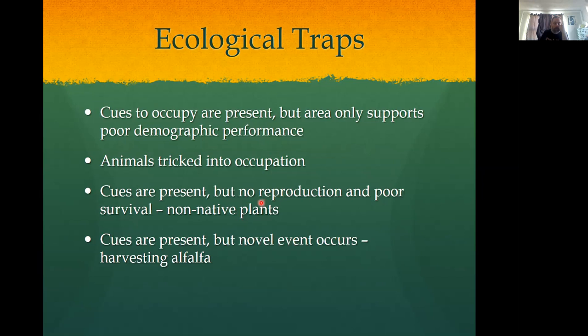Maybe there's something in here that is preventing reproductive behavior, okay? Something that is leading to poor survival of the individuals that live there. One example of this might be if there are non-native plants there that are not meeting, say, the nutritional requirements for the animals, or some behavioral cue for the animals, what have you. They might look like the right sort of thing in terms of structure, but they lack some particular characteristic that the species needs. Or, and this is harder to predict, all the cues are there, but a novel event occurs.